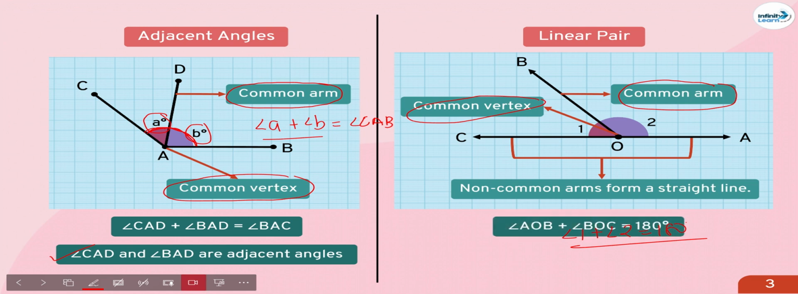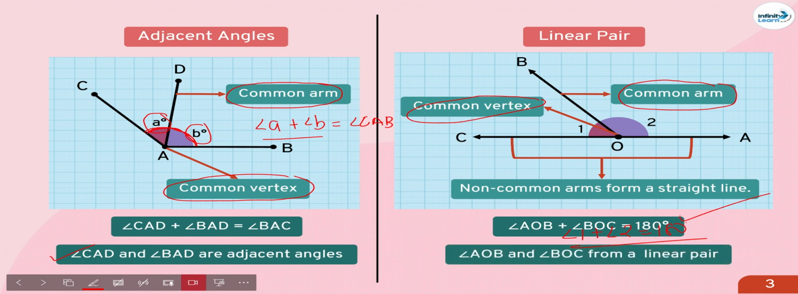So angle AOB plus angle BOC is 180 degrees. ठीक है. Therefore AOB and BOC form a linear pair. They form a linear pair because they form a straight line. Clear?